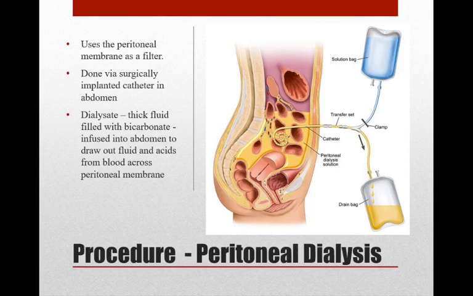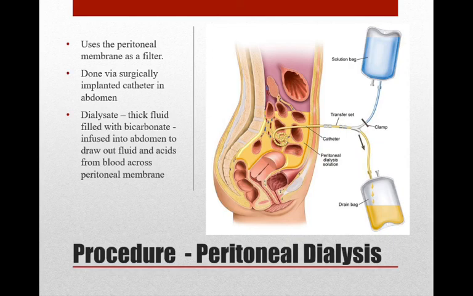And that acts as a great filter. It's highly vascularized with a lot of capillaries because they're absorbing things from the intestines. And we will use this membrane as a filter. To get in there and to put things in and drain things out of this will require a peritoneal catheter that is surgically implanted into the abdomen, and there's a picture of it on the slide there.